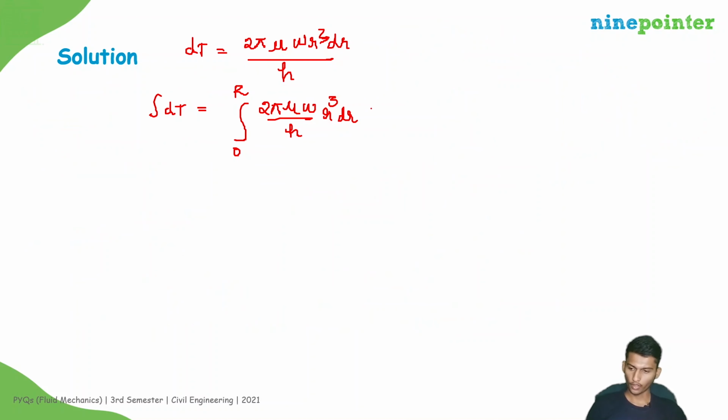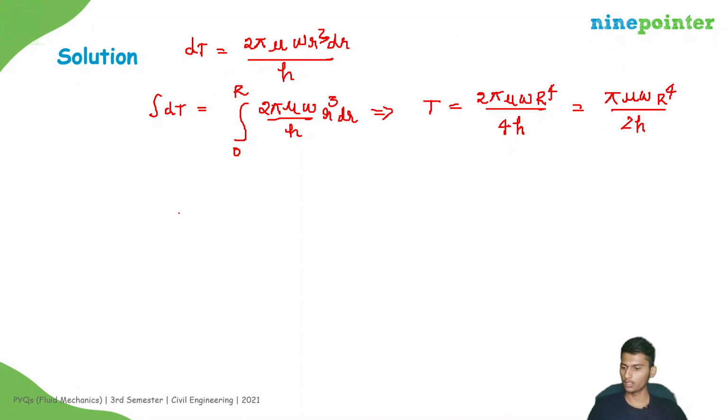Yes. So from this we get that total torque T will be given by 2 pi mu omega r power 4 divided by 4h, right? So that will be pi mu omega r power 4 divided by 2h, right? So total torque T is given by pi mu omega r power 4 divided by 2h, right? So what is pi into value of mu?